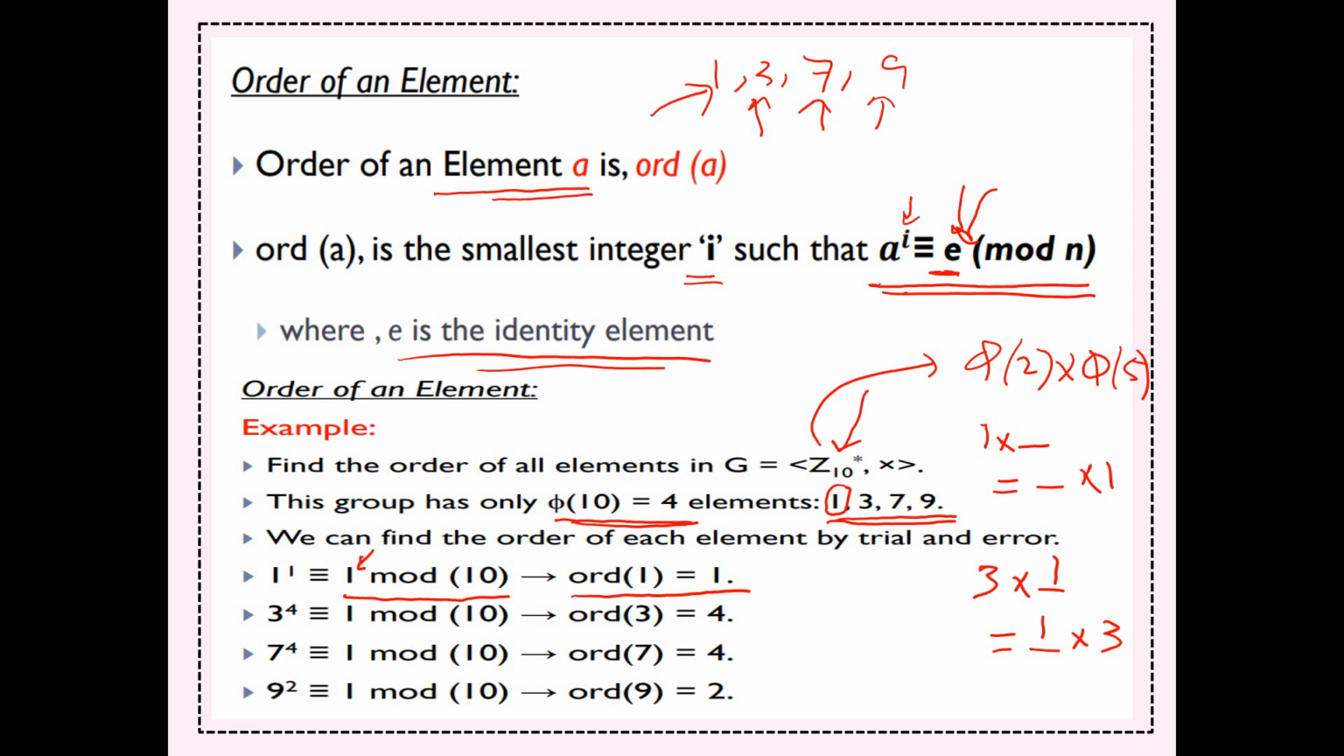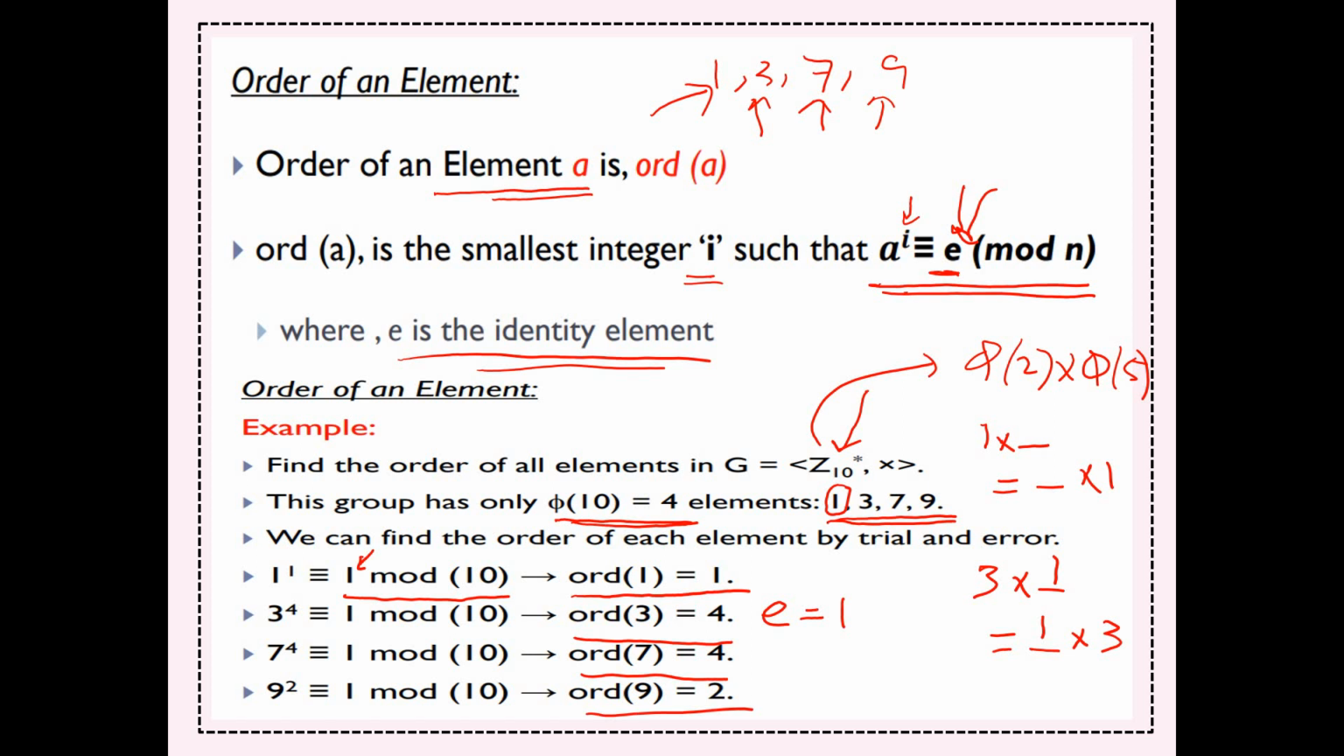So for this particular example, E is equal to 1. For this example, the identity element is 1. So we are trying to find out the way in which this equation holds. When we look at 3, 3 to the power 1 is 3, and 3 to the power 1 mod 10 doesn't satisfy the equation. 3 square mod 10 doesn't hold true. 3 cube, then 3 to the power 4, you see this equation is matching. So we can say the order of 3 is 4, right?